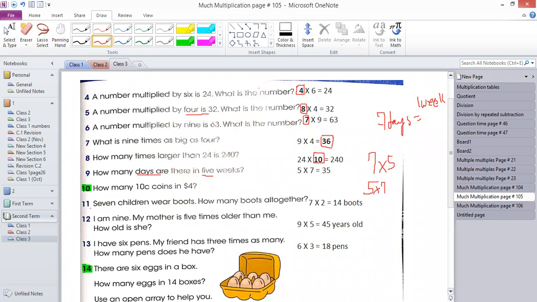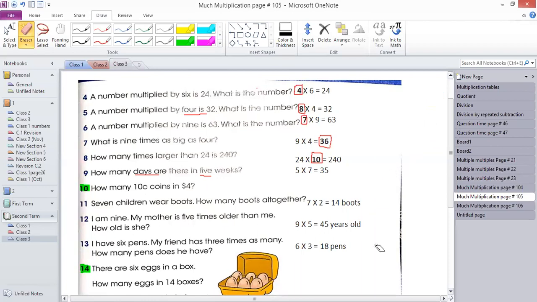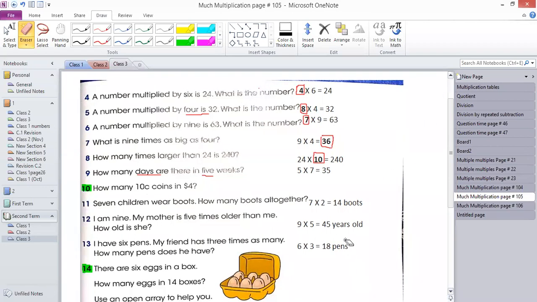Question number 11 was: 7 children wear boots. How many boots altogether? So guys, 1 child will wear 2 boots, one for the left foot and one for the right. If there are 7 children, they will wear 7 multiplied by 2 boots, right? So 7 multiplied by 2 is 14. You can check the table of 2, 7 times. 2 ones are 2, 2 twos are 4, 2 threes are 6, 2 fours are 8, 2 fives are 10, 2 sixes are 12, 2 sevens are 14. So there will be 14 boots altogether.